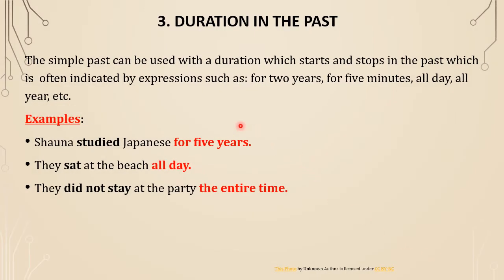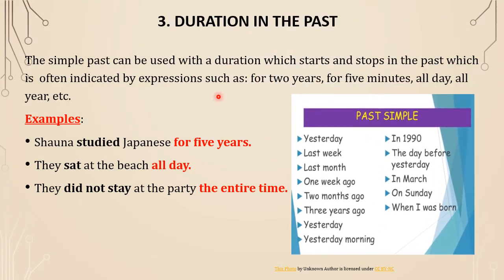Now, when you are talking about duration in the past, you can use many phrases like these. Shuna studied Japanese for 5 years. So this is an example of duration in the past. And again, this action started and ended in the past. It does not have any connection with the present.